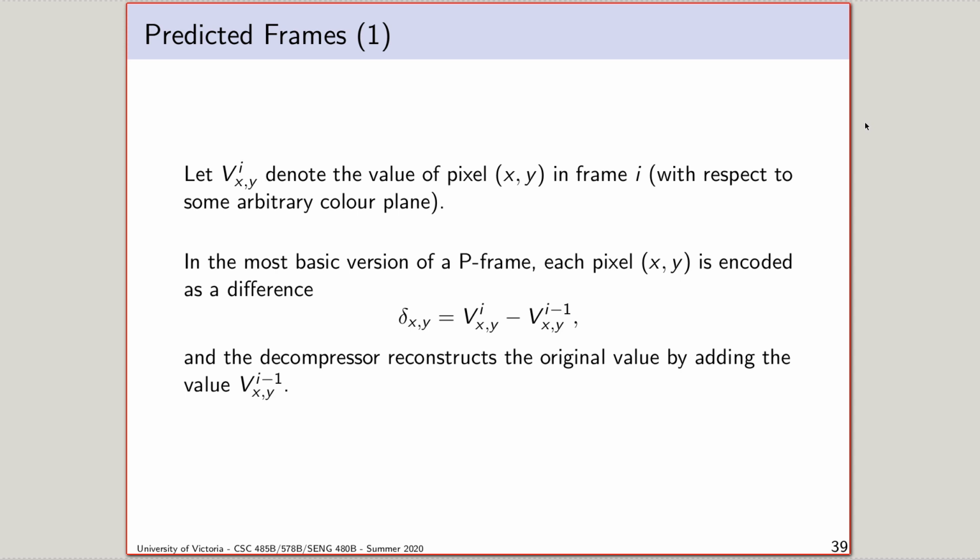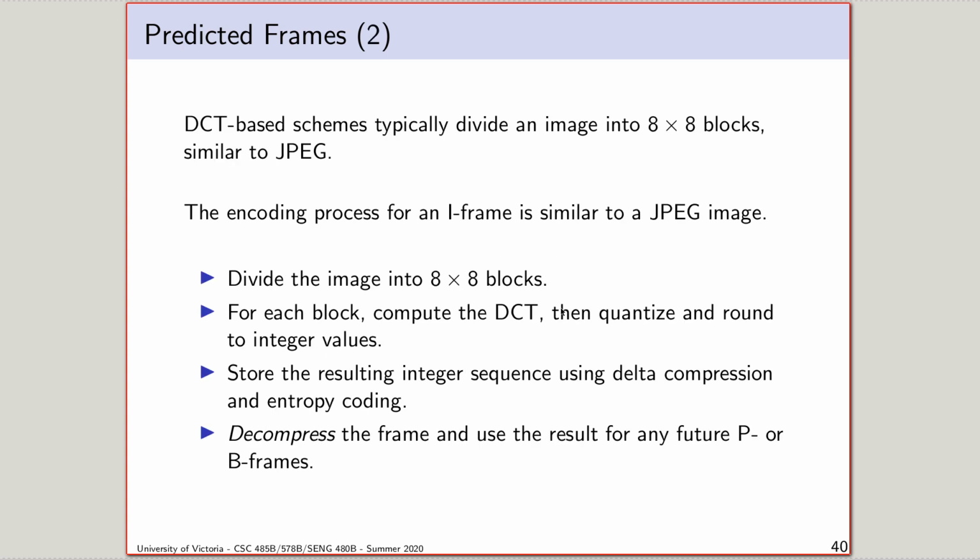The first question is, suppose I decide that frame number i is going to be a P frame. What do I store? Well, the most basic P frame I can compute, I just take the difference of the pixel in this frame versus the previous frame. So all I do is subtract v^(i-1) from v^i at the same coordinates. And then the decompressor, which by the time it gets to frame i, will have frame i minus 1, can reconstruct it by just adding that value back in.